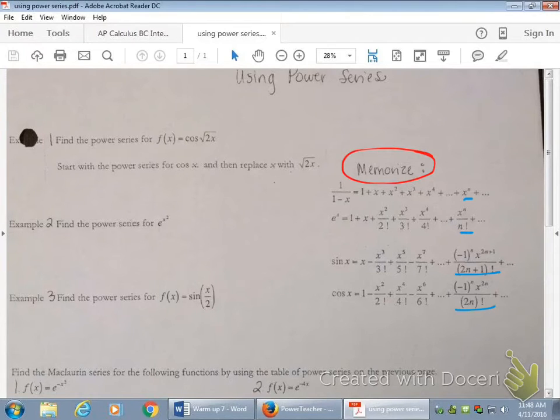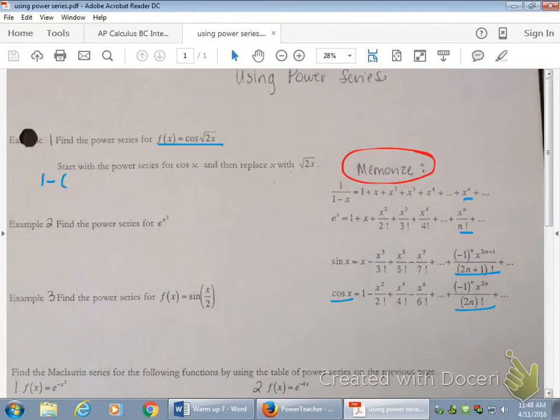Now, after you have those memorized, being able to use them is not that difficult. Some of the simplifying is kind of strange, but for the most part, it's pretty easy. You just have to think about what it is that you are looking for and what it is that you know. So the first one says that we want to find the power series for cosine of square root of 2x. And it says start with the power series for cosine of x and then replace x. So we're starting with cosine of x, and we're going to replace x.